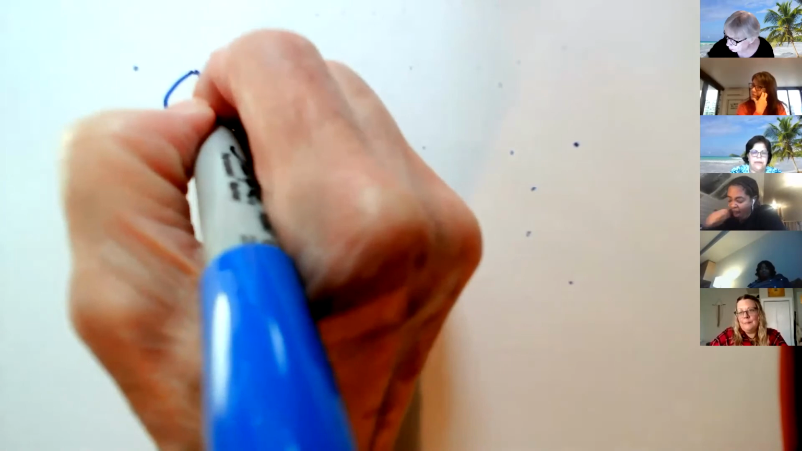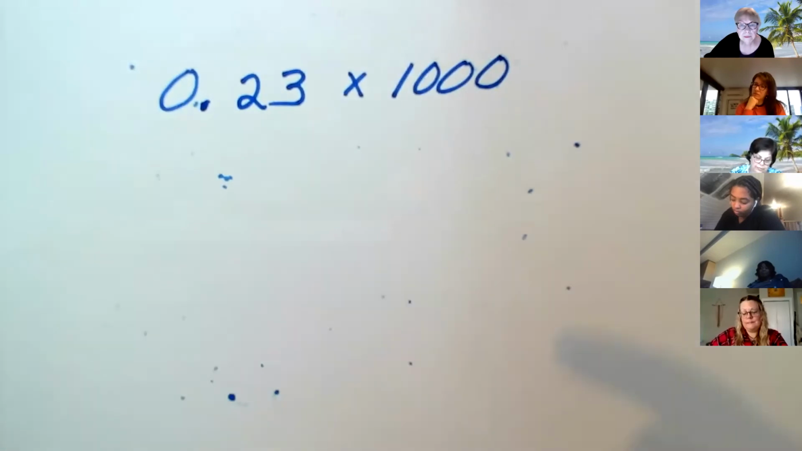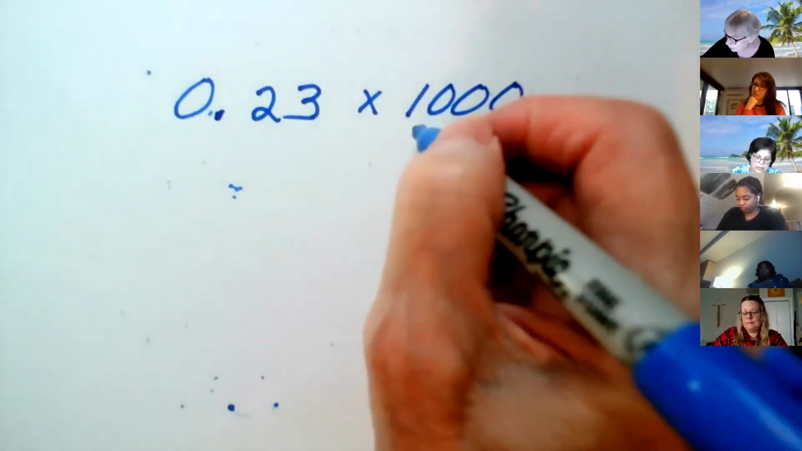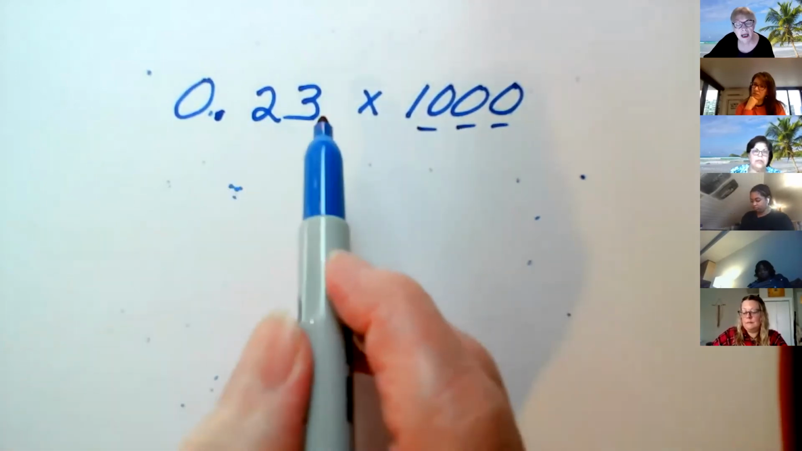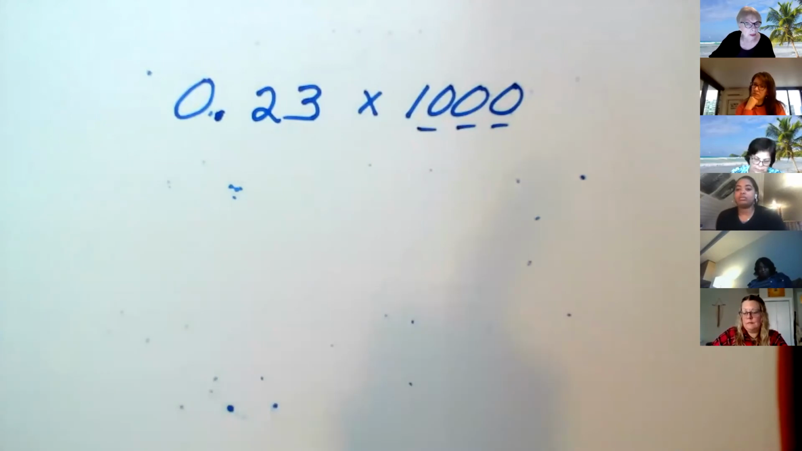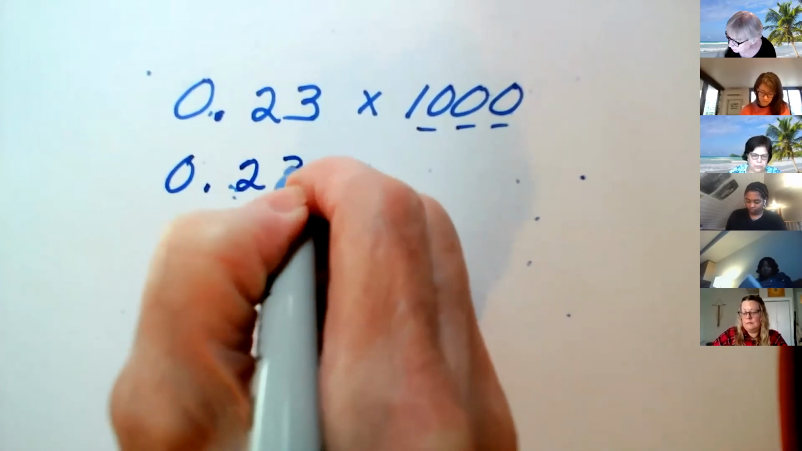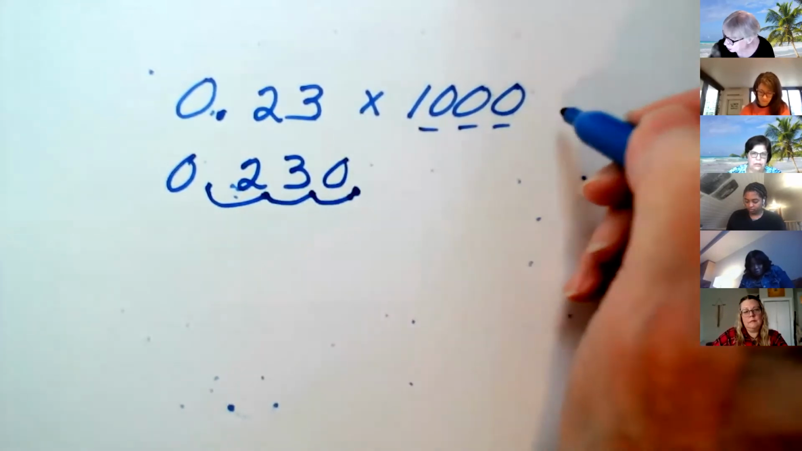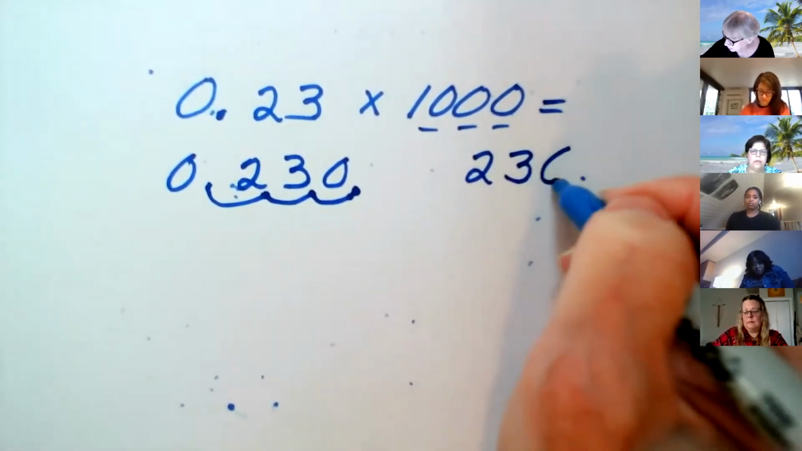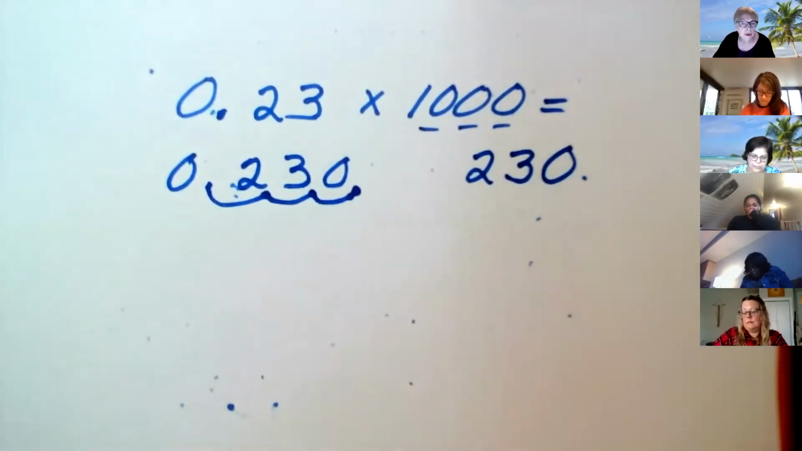So 0.23 times 1,000. 1,000, 1, 2, 3 is going to be a 3 decimal place shift, and multiplying by 1,000 makes the number larger. So you have to go to the right. So here we are. 1, 2, 3. So my answer is 230. And that front 0 didn't matter because this is a whole number. And so the answer is 230. Any question about that?